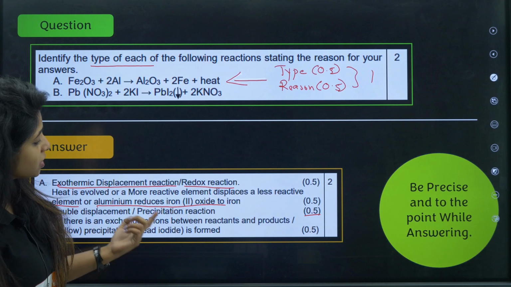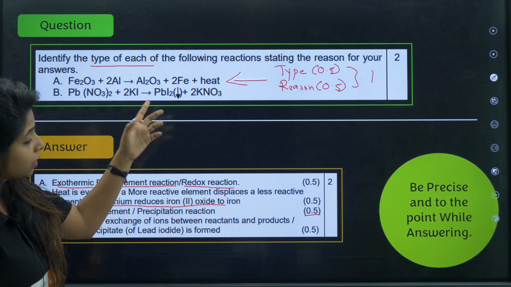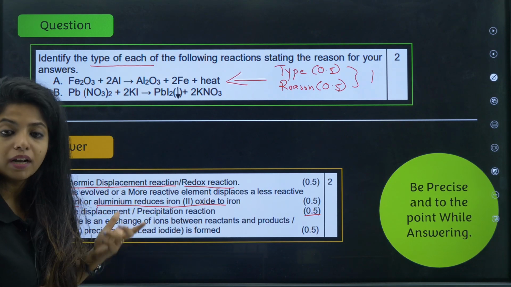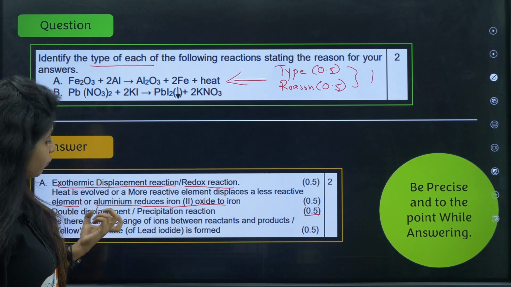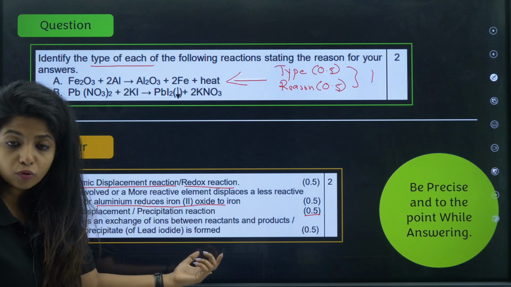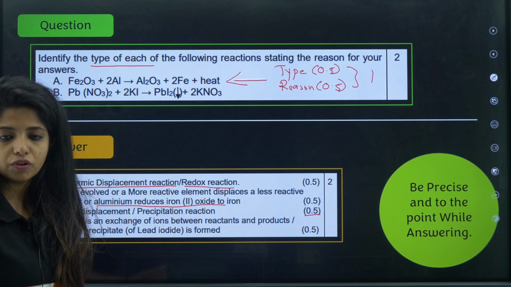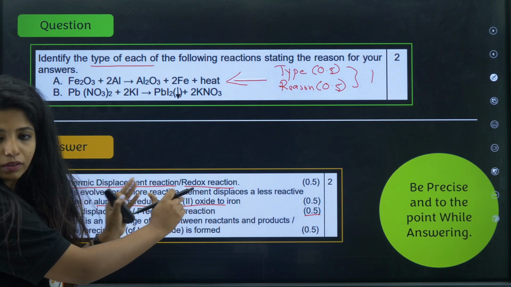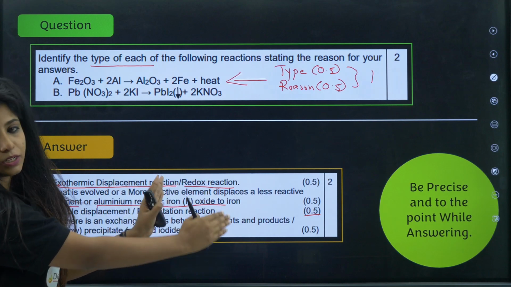As there is an exchange of ions between the reactant and the product, which is why it is known as what, children? Double displacement reaction. And then if you see the precipitate of PbI2, that is basically lead iodide, is also being formed, which is why it's known as precipitation reaction. So write in the order, okay, and also explain the answer in the order.